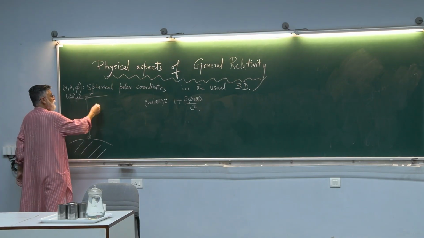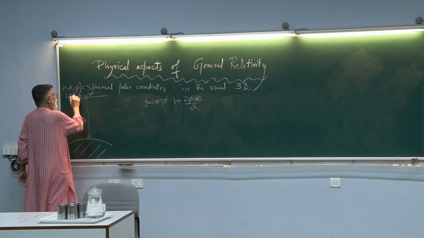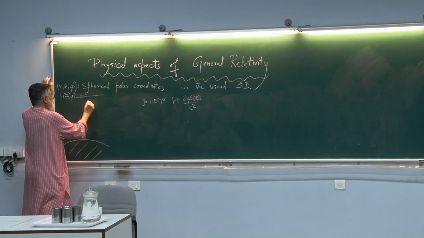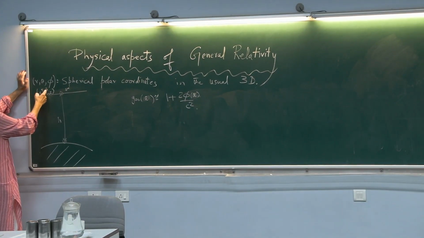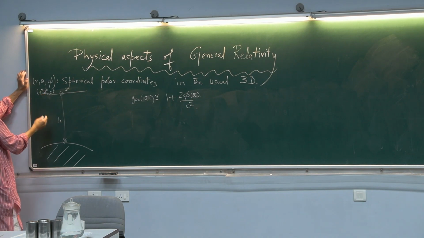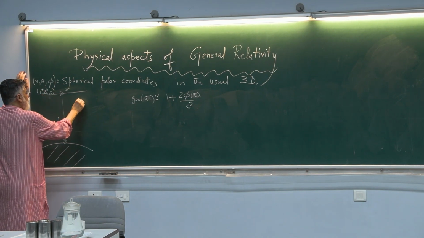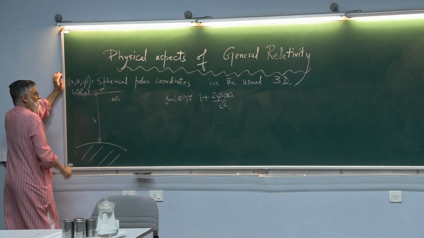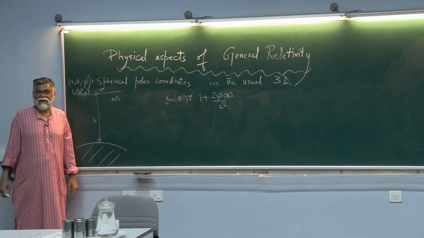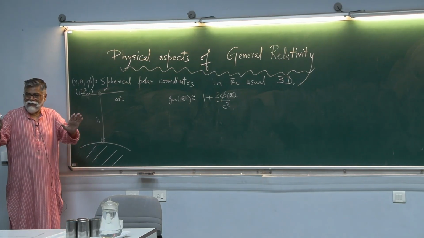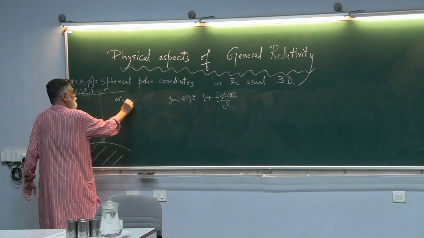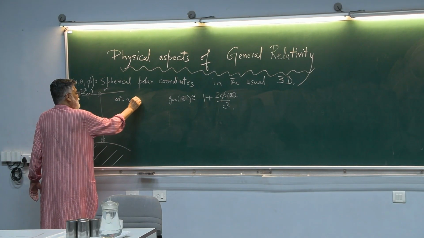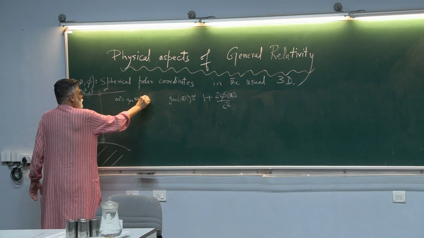So therefore, what is the invariant proper distance between the two events? So one event t1 at x, t1 plus delta t1 at x. So therefore, delta s square at this clock. What is delta s square at this clock? Delta s square by definition is g mu nu delta x mu delta x nu.